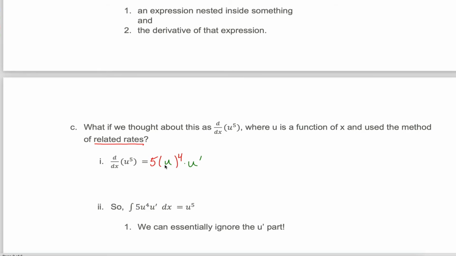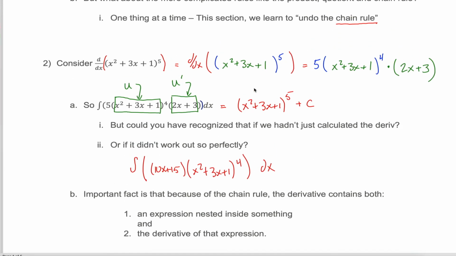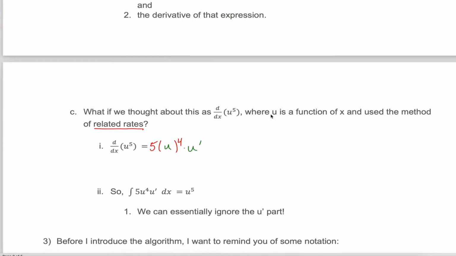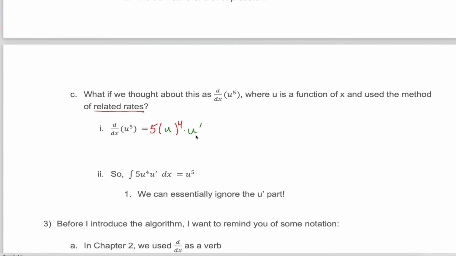Maybe the method that we do right here feels very similar to the method that we did up here. We took the 5 down in front, changed the exponent to a 4, left all the stuff on the inside completely alone, but then multiplied by the derivative of that stuff on the inside. The point is, using related rates, the derivative of u to the fifth power is 5u to the fourth times u prime.